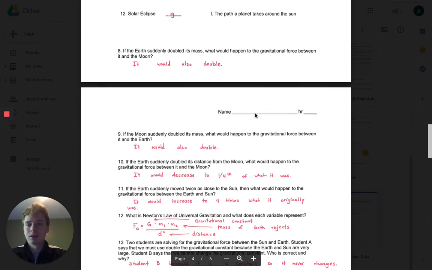For number 8, these are the problems that are going to be very similar to what you are going to see on the quiz. So please make sure you do spend some time thinking through these and being able to do this math in your head.